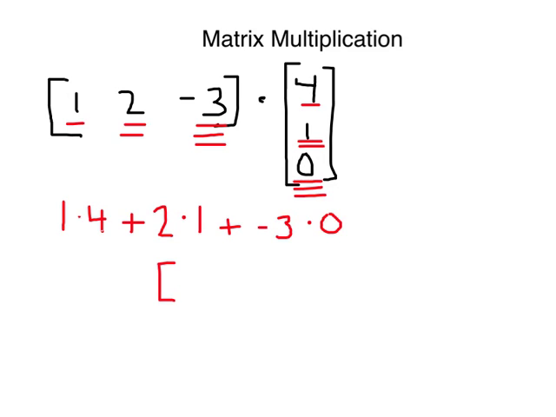So I have 4 times 1, 2 times 1, and then 3 times 0. So that matrix equals 6. This matrix ended up being a 1 by 1 matrix because I just have 1 row and 1 column that I'm multiplying. Let's take a look at your normal matrix multiplication and we'll go over the steps for when we don't just have a 1 row, 1 column matrix.